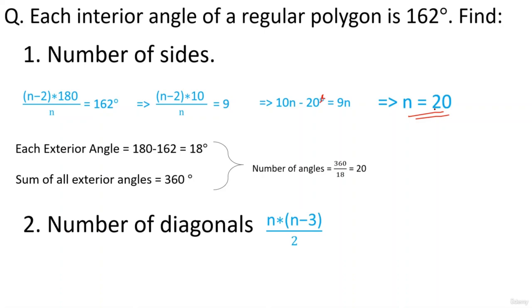Okay, so put n equals to 20 here. You'll get your required answer. 20 into (20 minus 3) divided by 2 is 170. Okay, so how many diagonals does this polygon have? It has 170 diagonals.